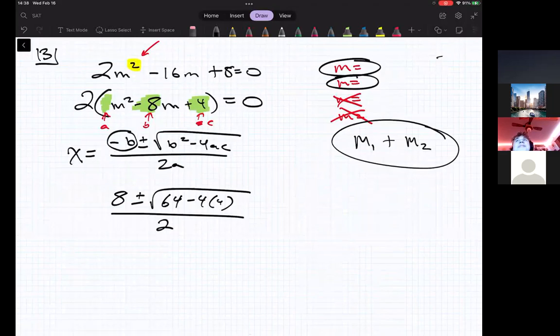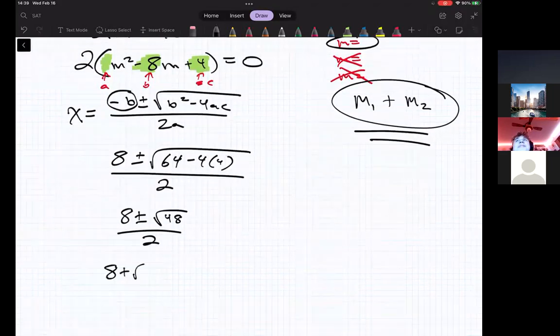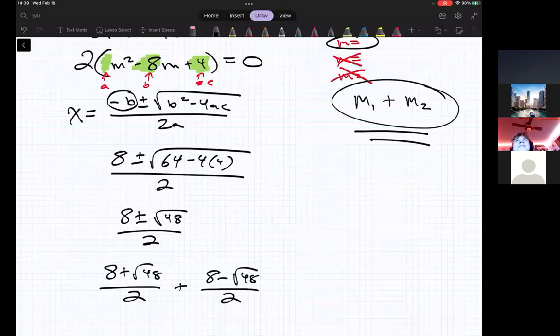And you can simplify this: 8 plus or minus square root, 64 minus 16, I believe is 48, all over 2. Don't think about trying to simplify this all the way. I know instinctively you guys want to. Think about this. You're trying to add the solutions, right? I have 8 plus root 48 all over 2, plus 8 minus root 48 all over 2.